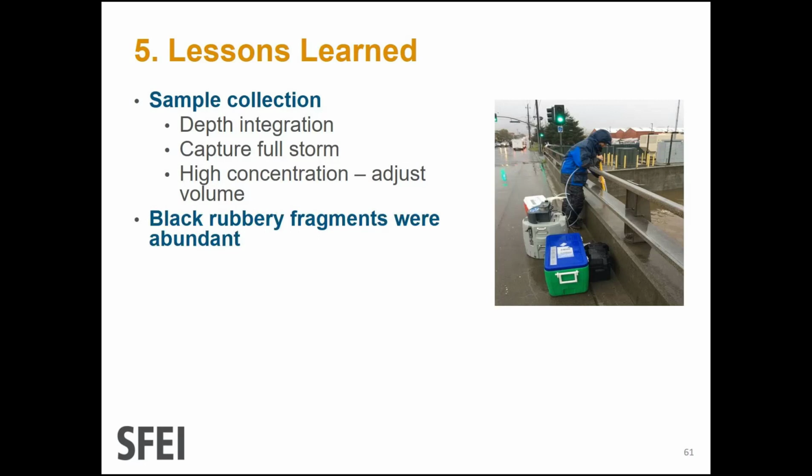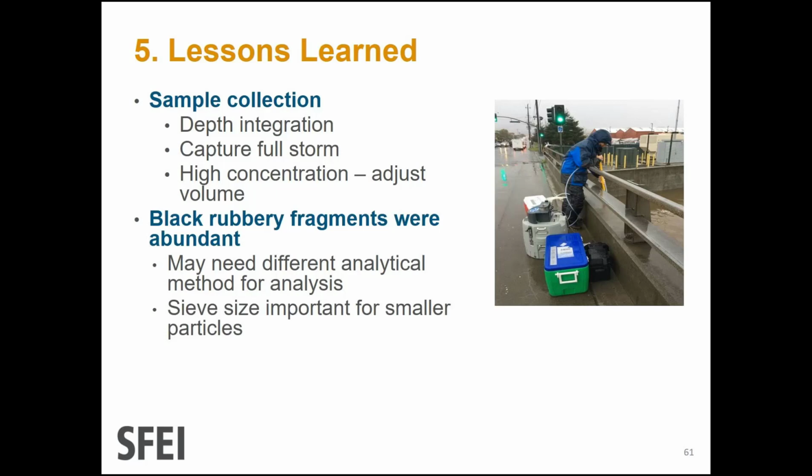Another interesting finding from our study was that about half of the particles were these black rubbery fragments. And these particles actually needed a different method of analysis. So for most of our particles, Chelsea will talk later, they use mostly Raman and FTIR spectroscopy for analyzing these samples, and these black rubbery fragments were really hard to analyze using spectroscopy and require different analytical methods, such as pyrolysis GCMS.